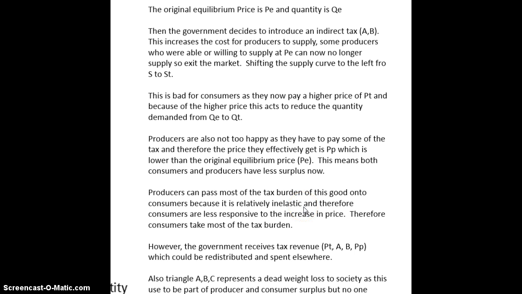If it's elastic, producers will have to pay most of it because if they increase the tax too much, it's going to lead to a higher change in quantity demanded, which they don't want. So they will take most of the tax burden when it's elastic. Okay. Therefore, consumers take most of the tax burden. However, the government receives tax revenue PT, AB, BP, which could be redistributed and spent elsewhere.